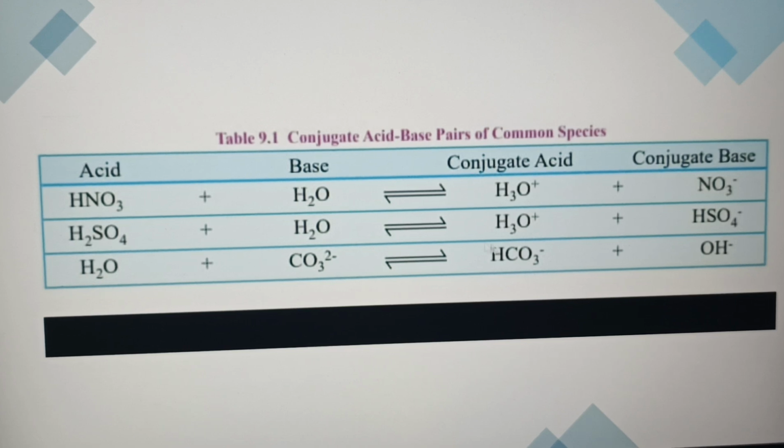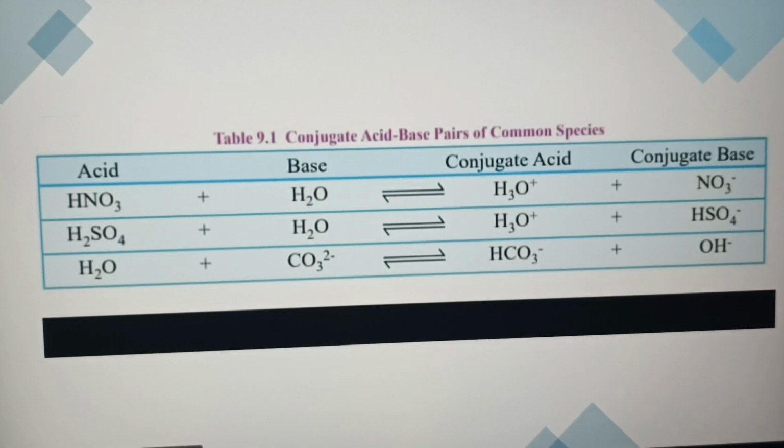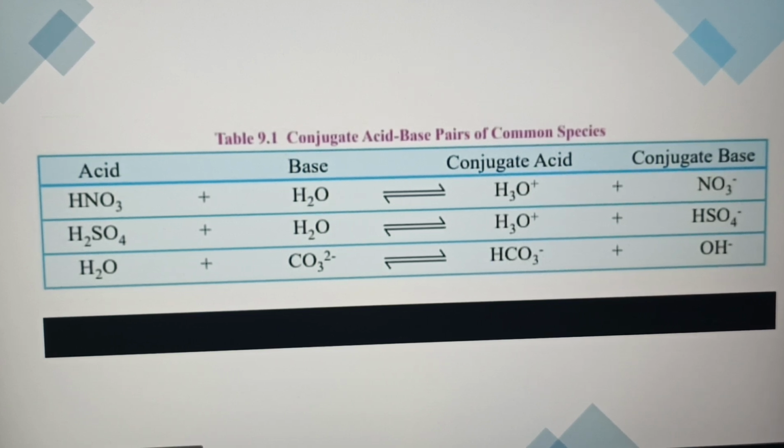Here we can see in the table, when nitric acid and water react, they form hydronium ion and nitrate ion. Here nitric acid is the acid because it donates a proton to water, while water is a base because it accepts a proton from nitric acid. Hydronium ion is the conjugate acid because it is formed when a base accepts a proton from an acid, while nitrate ion is the conjugate base because it is formed when nitric acid donates a hydrogen ion to water.